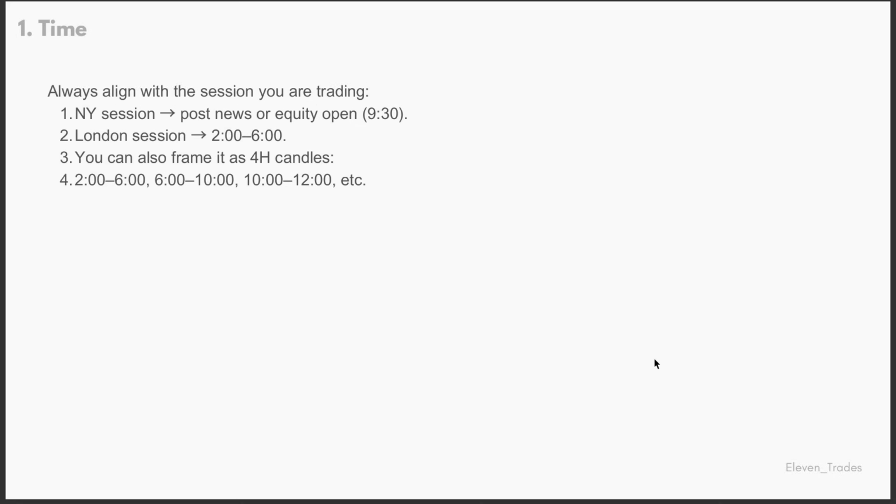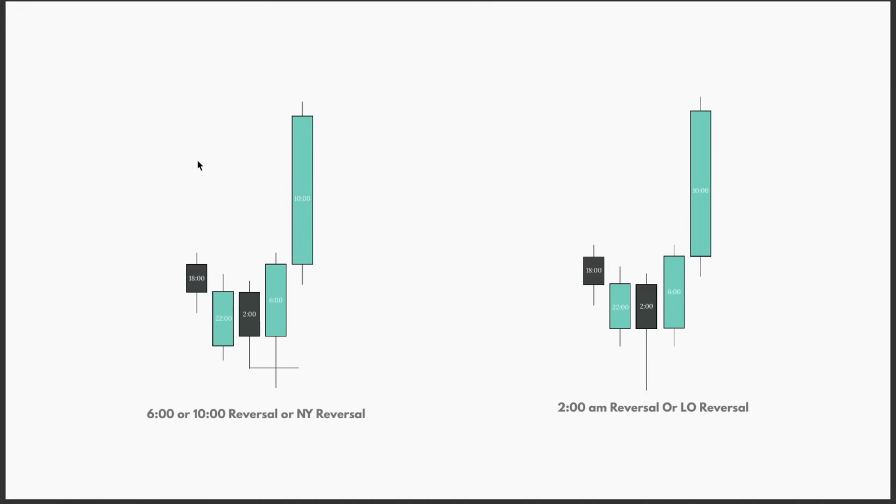Now the first element is the time. You have to always align yourself with the session you are trading. For that you can also use the 4-hour candles or just the sessions. Like for the New York session, I'm trading post 8:30 on Forex and gold, and on the indices I'm trading post 9:30 because all of the manipulation is over until that window. For the London session you can trade from 2 a.m. to 6 a.m. and you can also use the 4-hour candle as your session as shown in the next schematic.